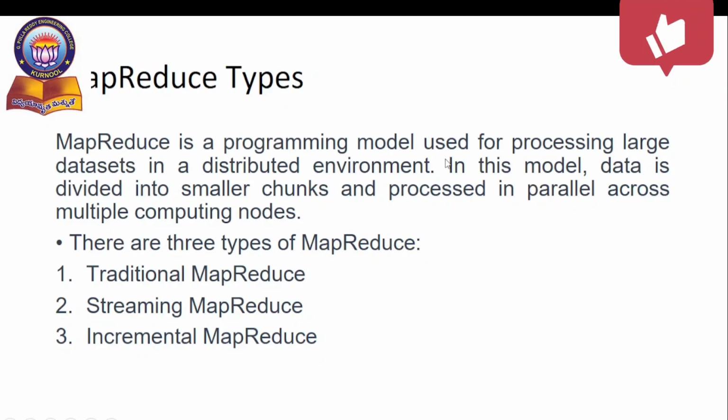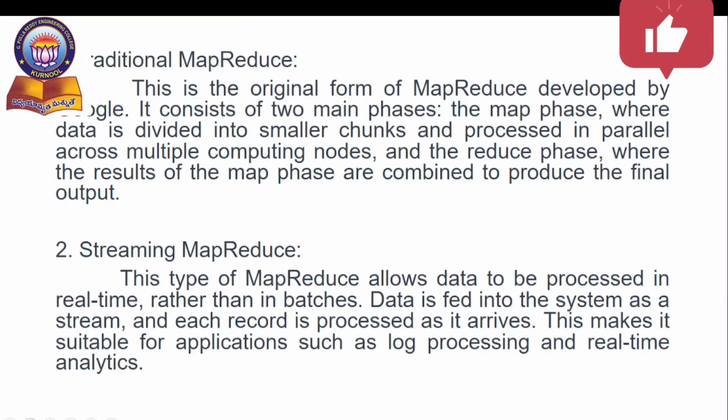MapReduce is a programming model used for processing large data sets in a distributed environment. In this model, data is divided into smaller chunks and processed in parallel across multiple computing nodes that are available in the specific cluster. There are three types of MapReduce. We have traditional MapReduce, streaming MapReduce, and incremental MapReduce.